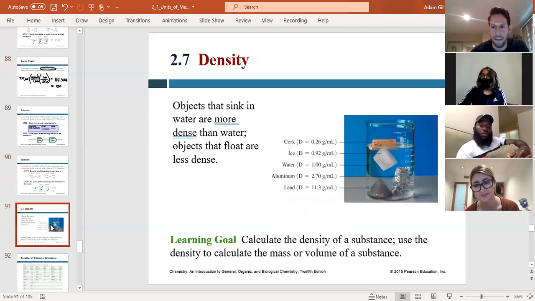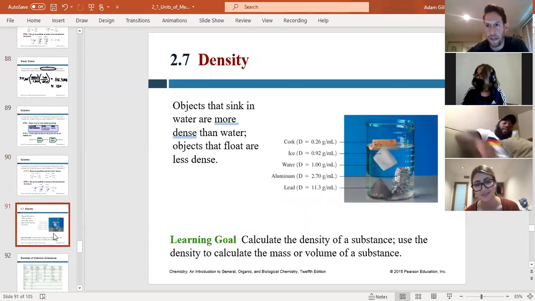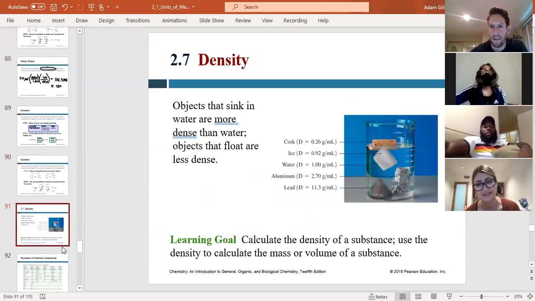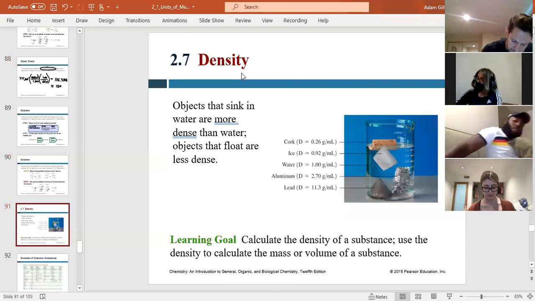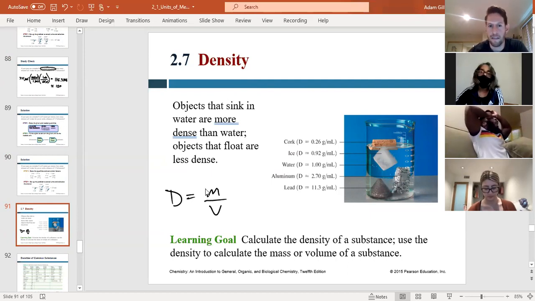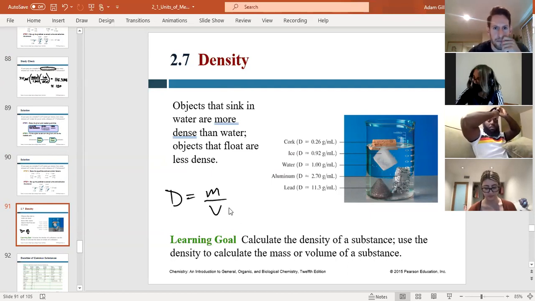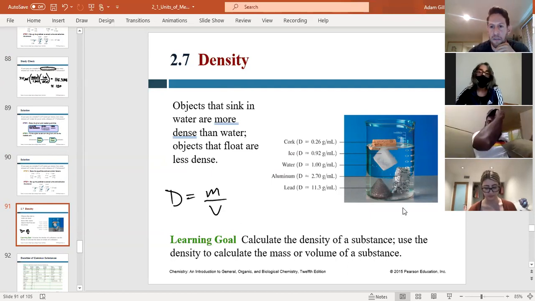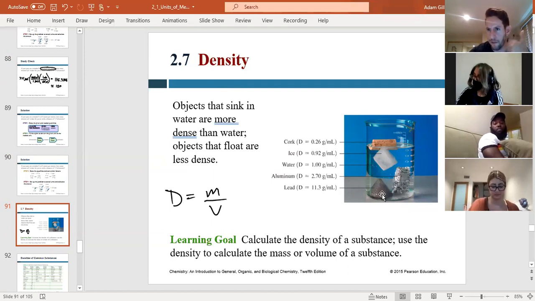All right. So last thing we're going to talk about is density. Density is basically mass divided by volume, the ratio of mass to volume. Here's an example of density: different objects of different densities in water. Things that are more dense than water sink, things that are less dense than water float.